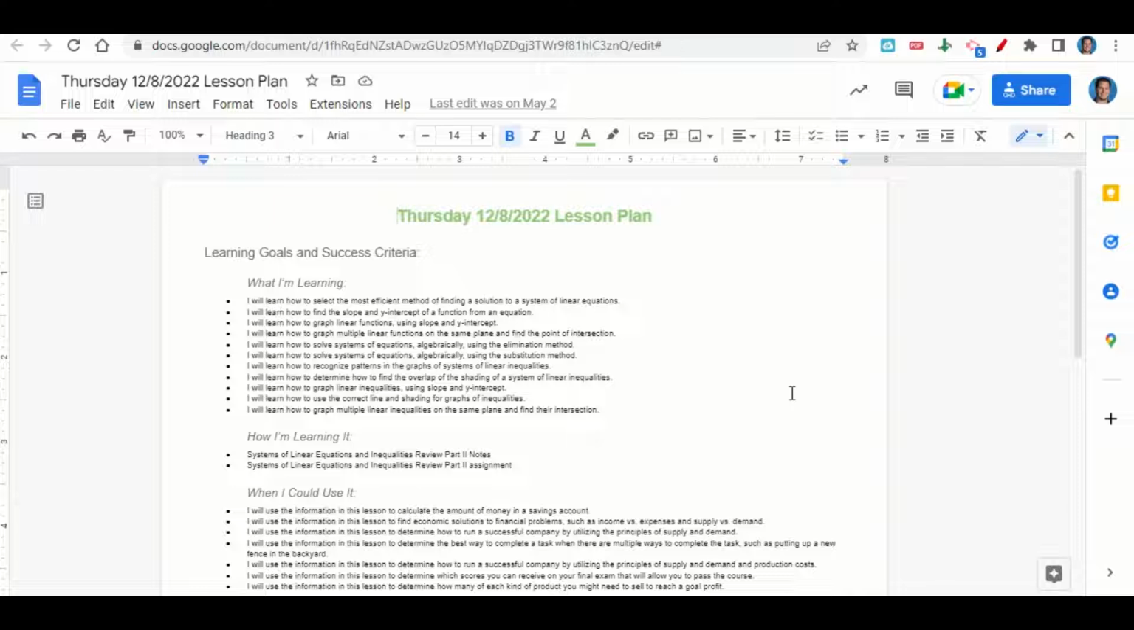how to recognize patterns in the graphs of systems of linear inequalities, to determine how to find the overlap of the shading of a system of linear inequalities, to graph linear inequalities using slope and y-intercept, to use the correct line and shading for the graphs of inequalities, and how to graph multiple linear inequalities on the same plane and find their intersection. How are we learning it?